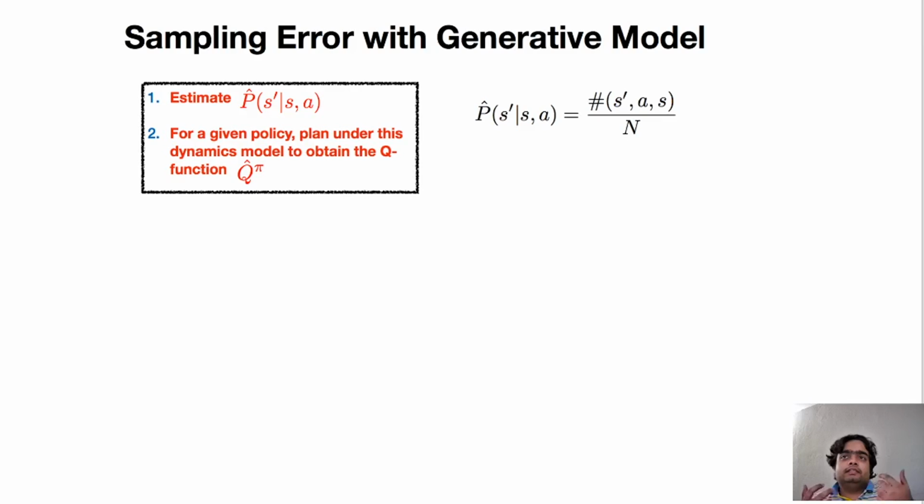Your algorithm here is just that for a given policy pi, so we are not doing any policy learning, we are doing policy evaluation here, we plan under the dynamics model to obtain the Q function Q hat pi, which is our estimated Q function. For this analysis, let's assume that the reward function is known exactly, r(s,a) is known exactly. It's a small step to extend the analysis to unknown reward functions, where you also estimate the reward function using some kind of averaging, and that is left as an exercise for you. But the analysis basically remains the same in that scenario as well.